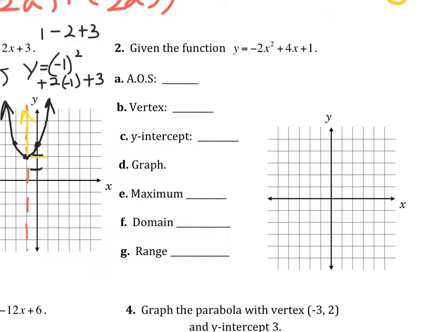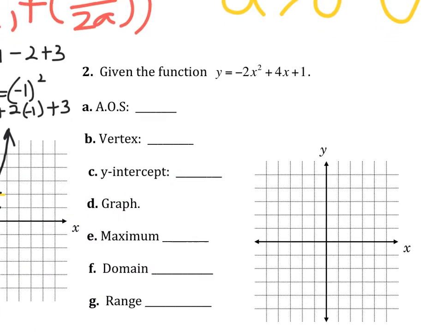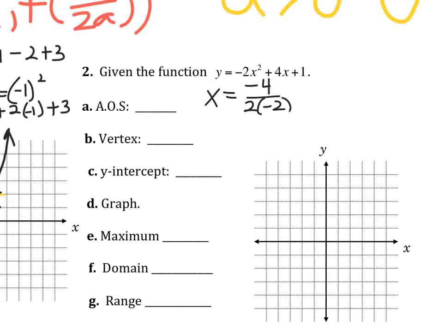Same problem. Okay, let's do it again. Except this time I know my parabola is going to open which way? Down, because of the -2 out front of the x squared. Okay, so here we go. Axis of symmetry: x equals -b over 2a, so -4 over 2 times -2. So I get -4 over -4. So the axis of symmetry is x equals 1.